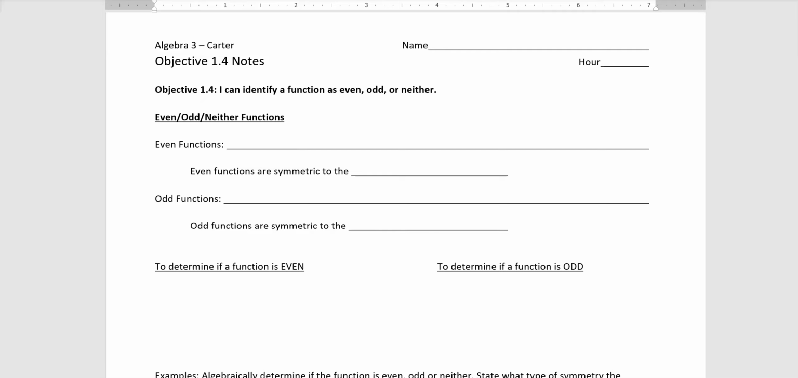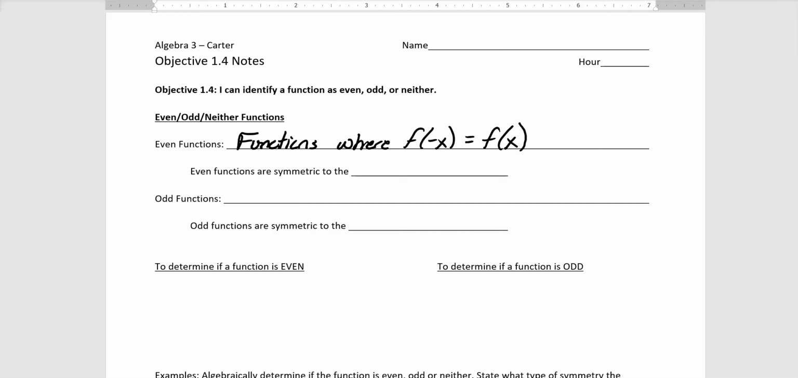Objective 1.4 says, I can identify a function as even, odd, or neither. So let's talk about what even and odd functions are. Even functions are functions where f of negative x equals f of x.